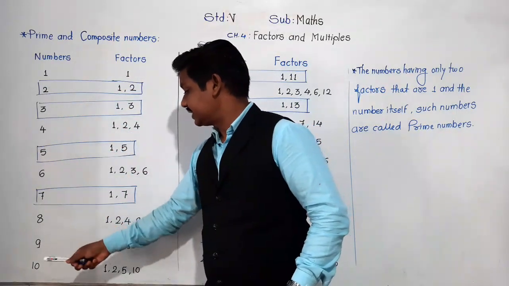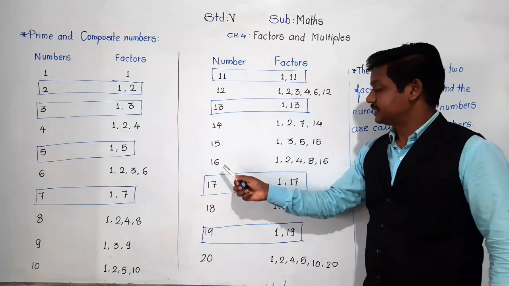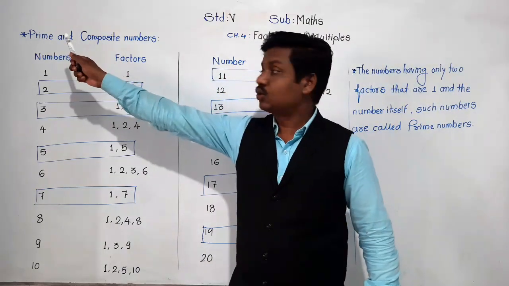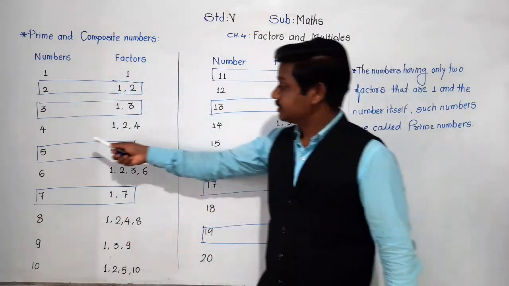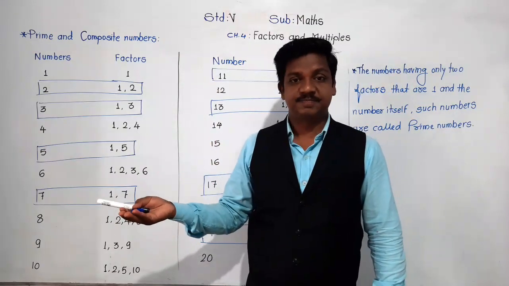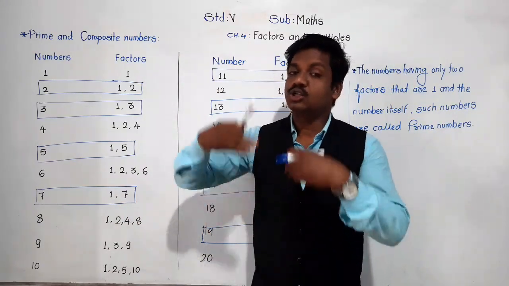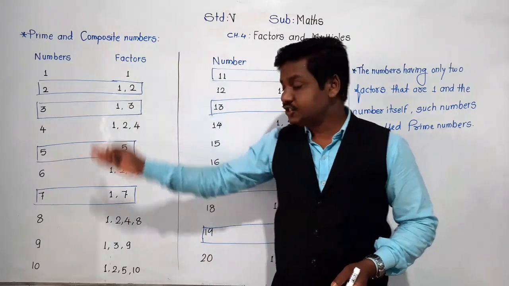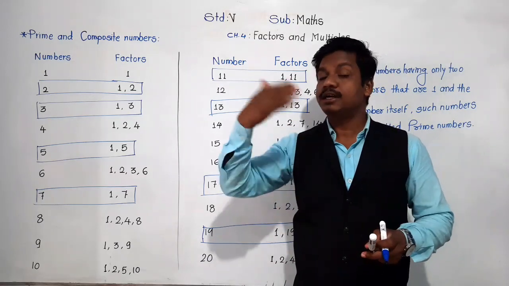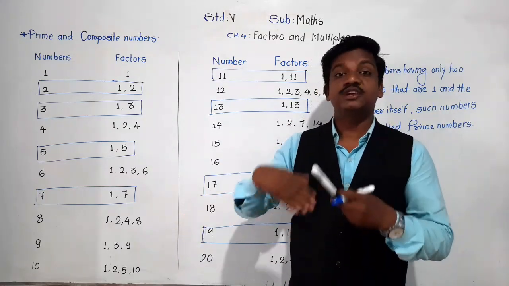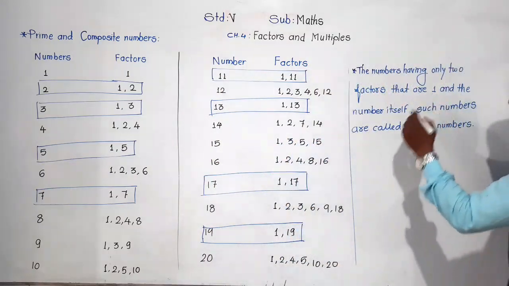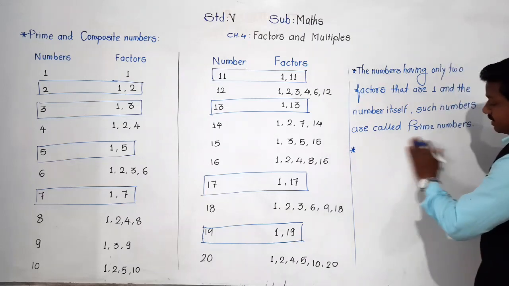4, 6, 8, 9, 10, 12, 14, 15, 16, 18, 20. Except one. What is one, that I will tell you afterwards. See, these numbers have more than 2 factors. Okay? They have more than 2 factors. So, such numbers are called composite numbers. The numbers having more than 2 factors are called composite numbers. Okay? What about 1, that I am going to tell you after this.